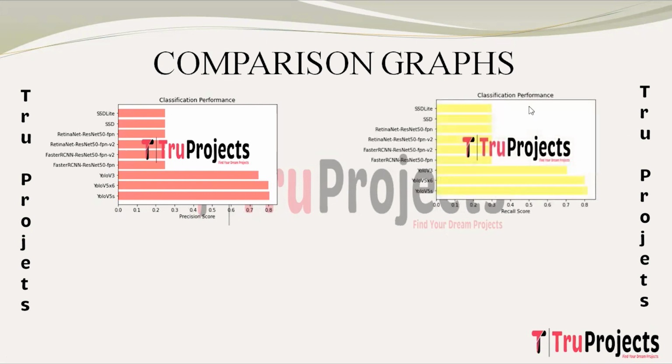This is the recall scores comparison graph. In this graph, on the x-axis I have recall scores and on the y-axis I have algorithm names. Recall checks if the model finds most of the actual defects, ensuring it does not miss many real defects.